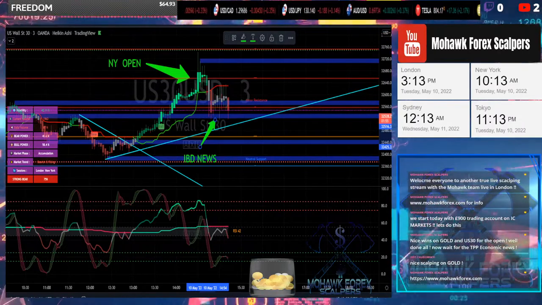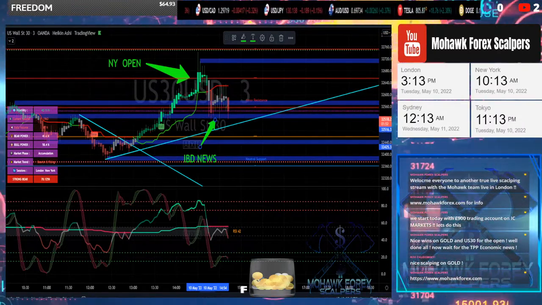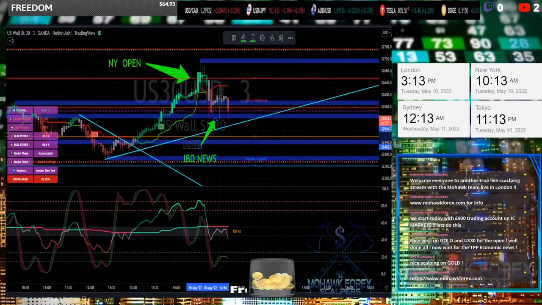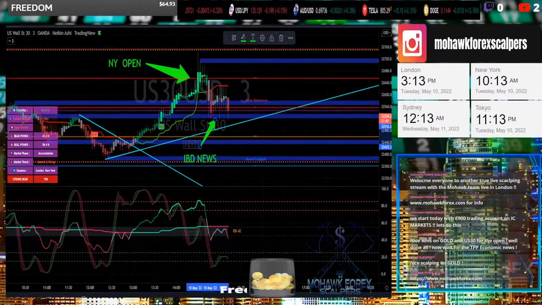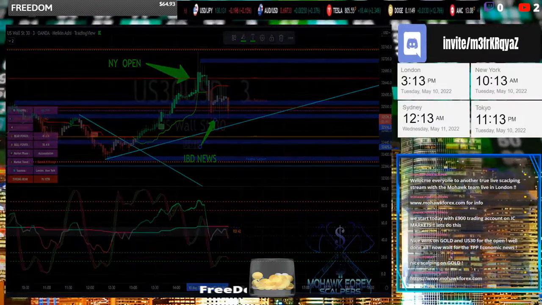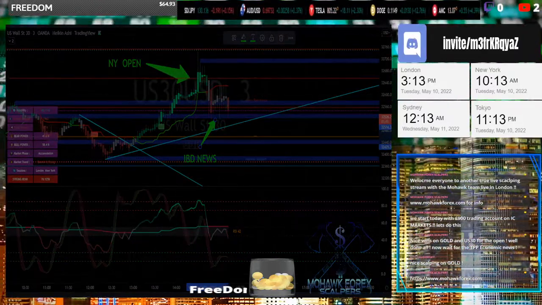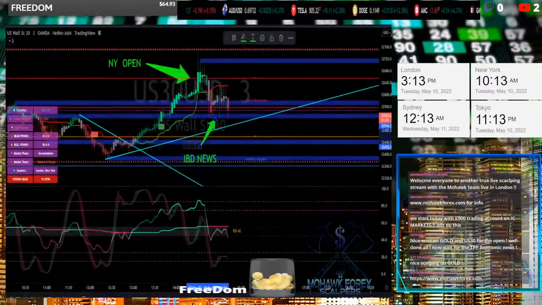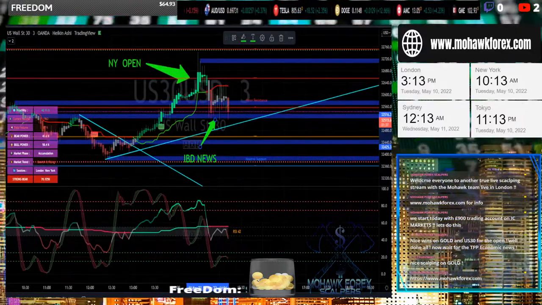Brilliant. Yay, we've got two winners there. Nice and easy. Again, that was 13 and 13, so £26, about $33 on that one, on that cheeky little sell. Remember, we're only using small lot size. We're not risking our account. Building up the wins steadily.